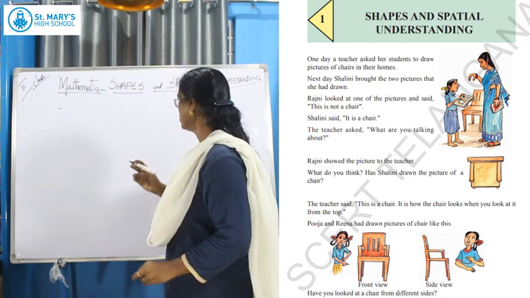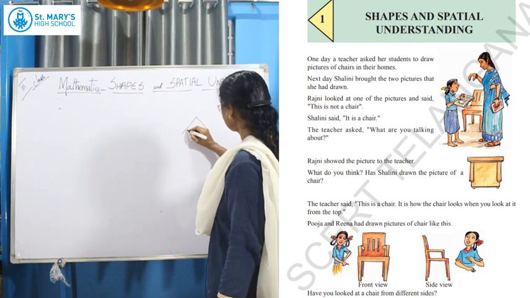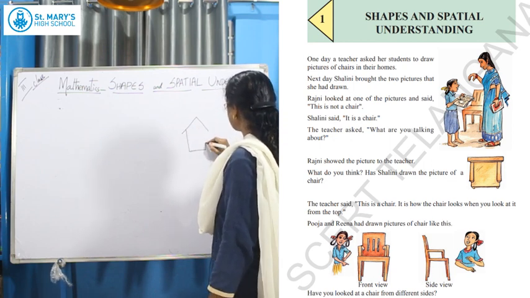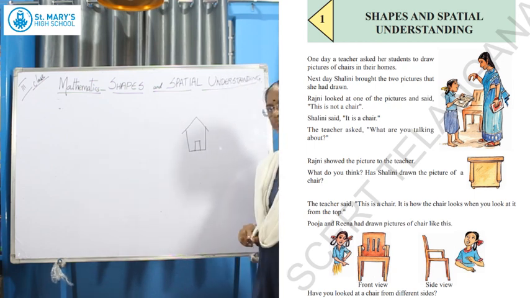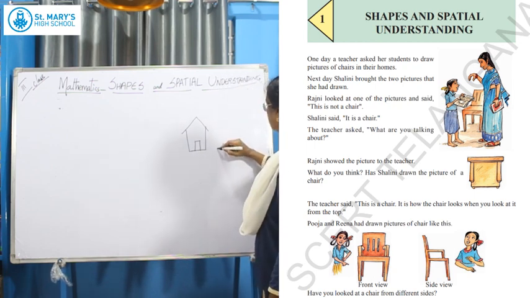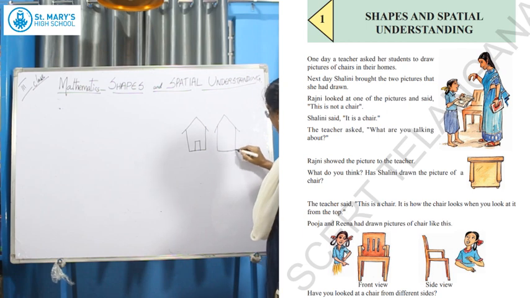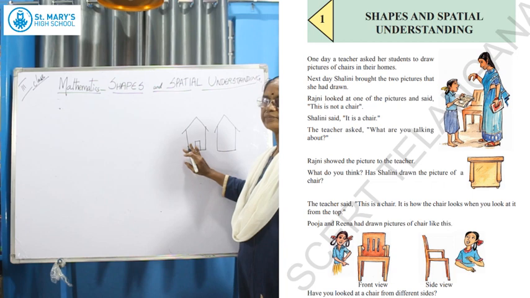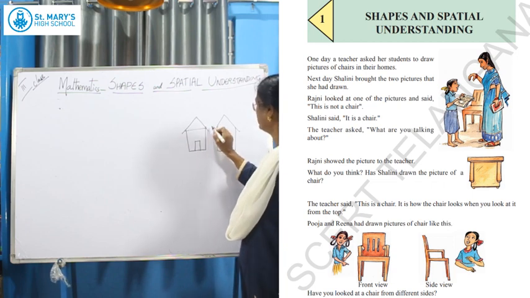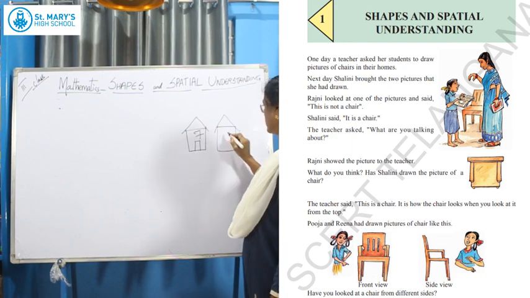Isn't it? Now, I will draw just a house hut. Okay. This is the front view of the hut. Back view you see now. This hut doesn't have a back door. Okay, this is back view, this is front view. Do you follow? This is the front view. So this is front view, this is back view.